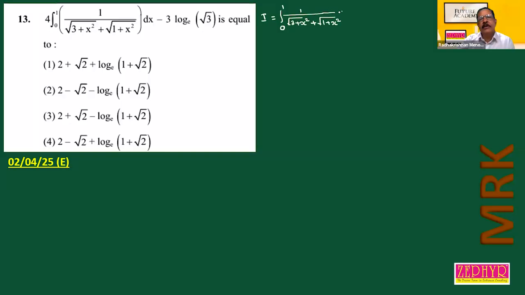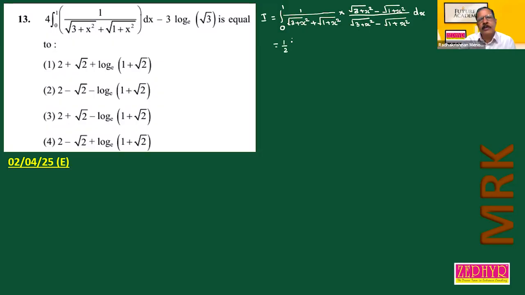What to do? You have to multiply the conjugate. You multiply numerator and denominator by root of 3 plus x squared minus root of 1 plus x squared, divided by root of 3 plus x squared minus root of 1 plus x squared dx. After simplifying the denominator, you will be getting 3 plus x squared minus 1 plus x squared, which is 2, so 1 by 2.